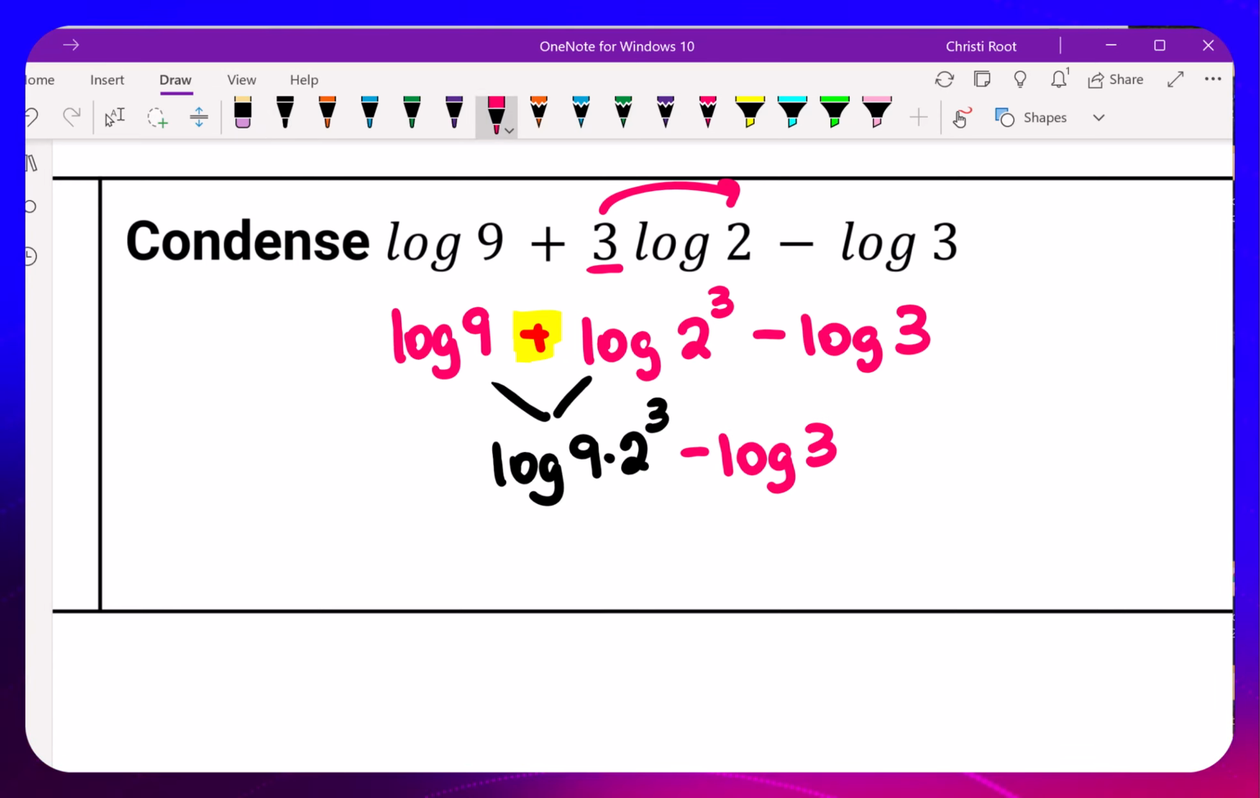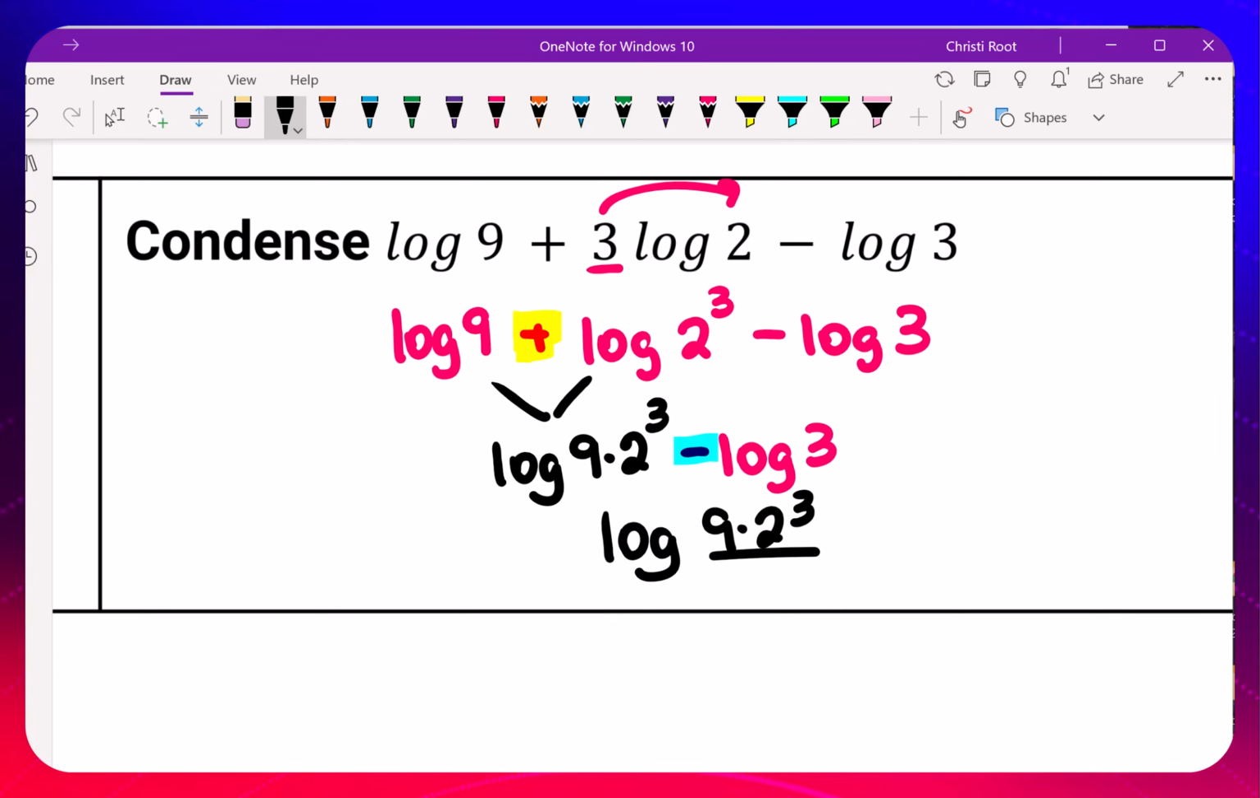So one at a time, I added these two together, and then now this is a subtraction problem, which means that I'm going to write 9 times 2 to the power of 3 on the numerator, and then I'm going to write 3 as the denominator. And this is successfully condensed. Like I said before, if you need to, especially on a multiple choice test, if all of those numbers are evaluated or simplified, you can go ahead and do so. Just let me know if you've got any questions, but that's it for properties of logarithms.